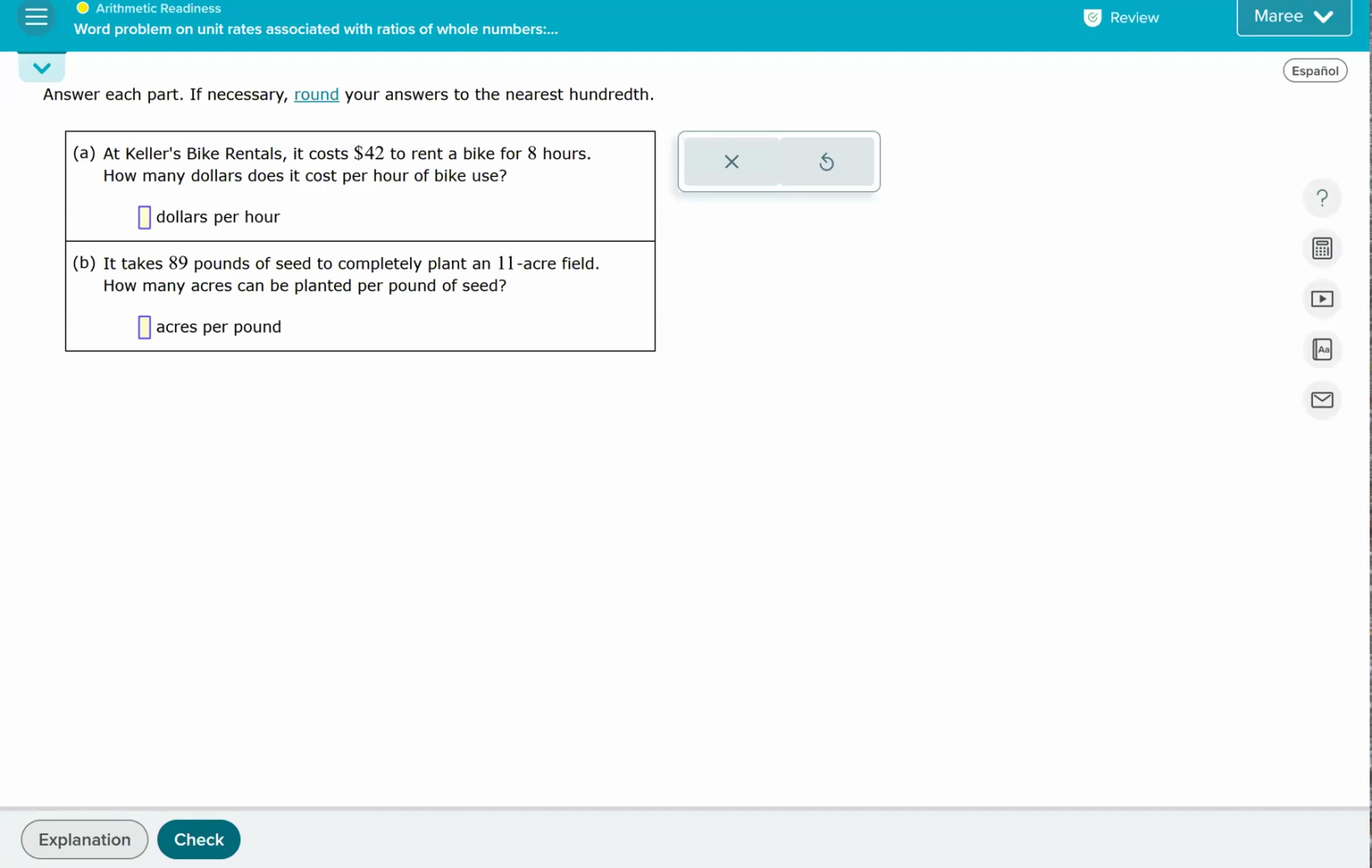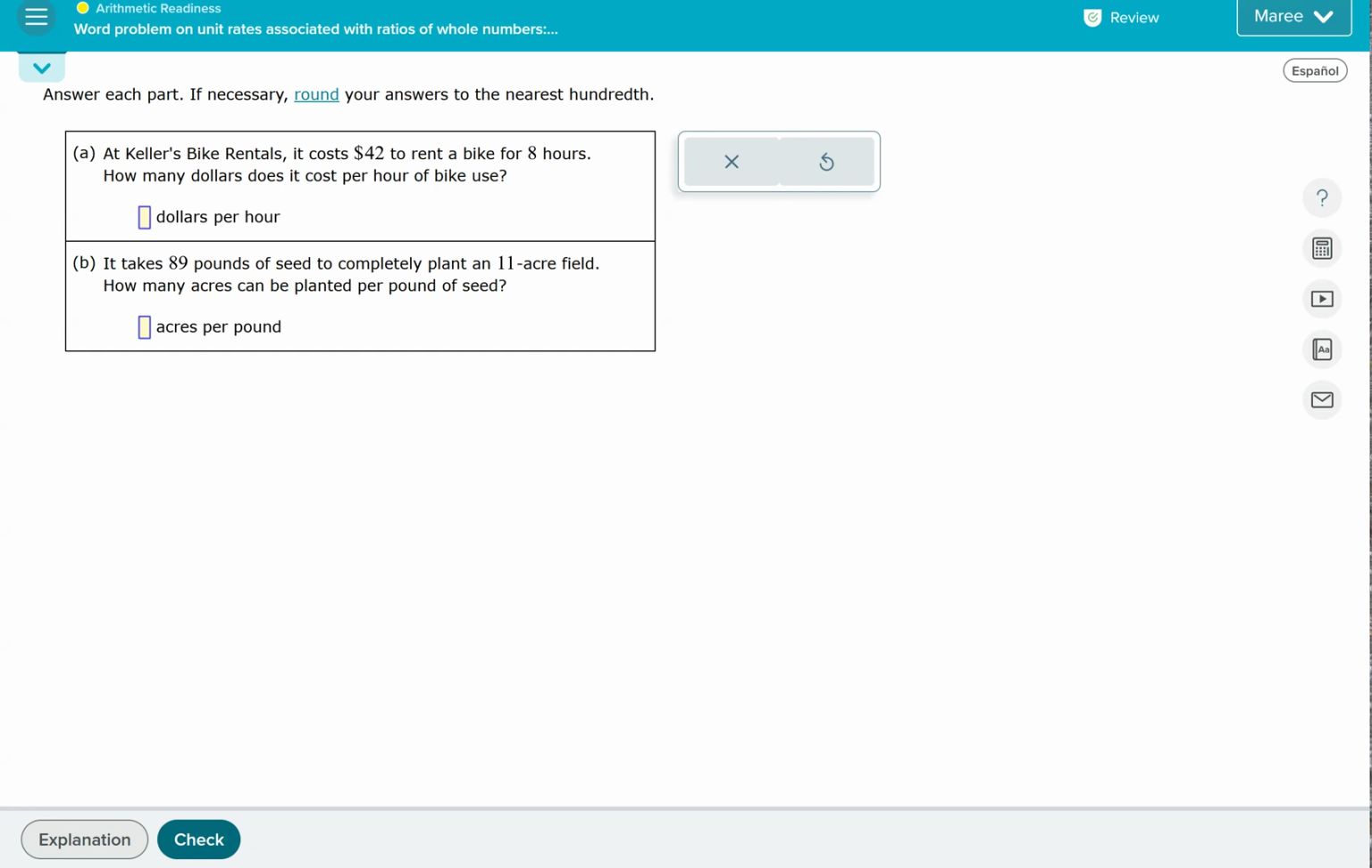This topic has a really long title. It's a word problem on unit rate associated with ratios of whole numbers, decimal answers. So a ratio is a fraction. A unit rate is like a rate, it's how many per one. So for example, miles per hour means how many miles do you go in 1 hour. Price per unit. So let's say you wanted to know what's the cost of one cucumber. It would be the cost per one cucumber.